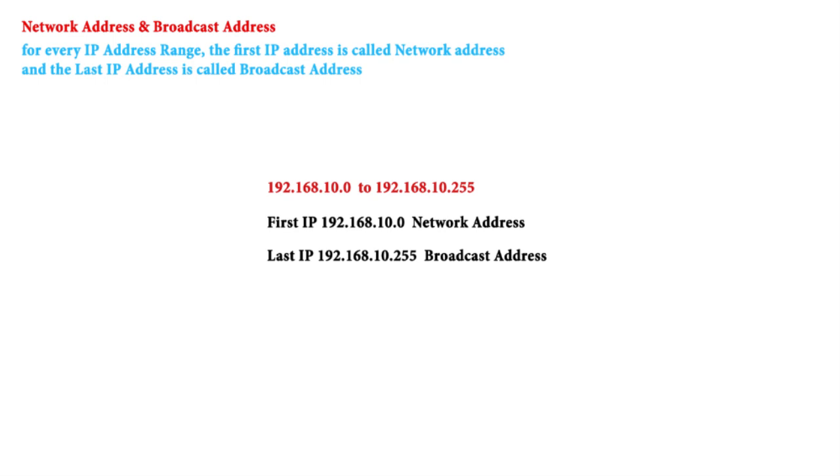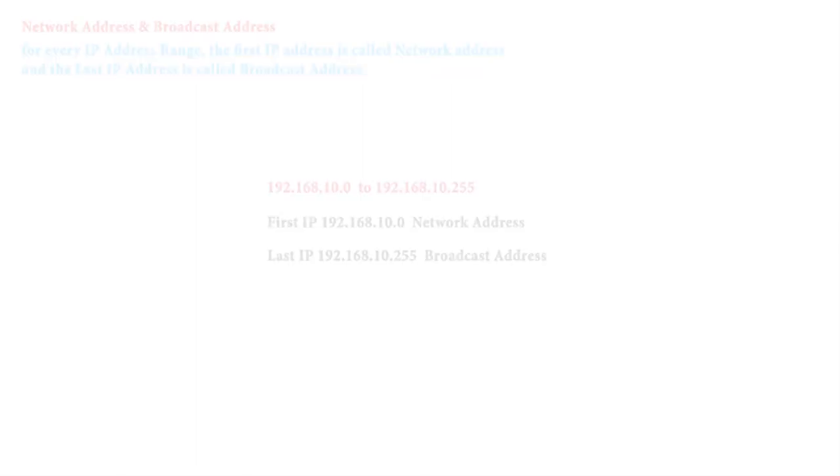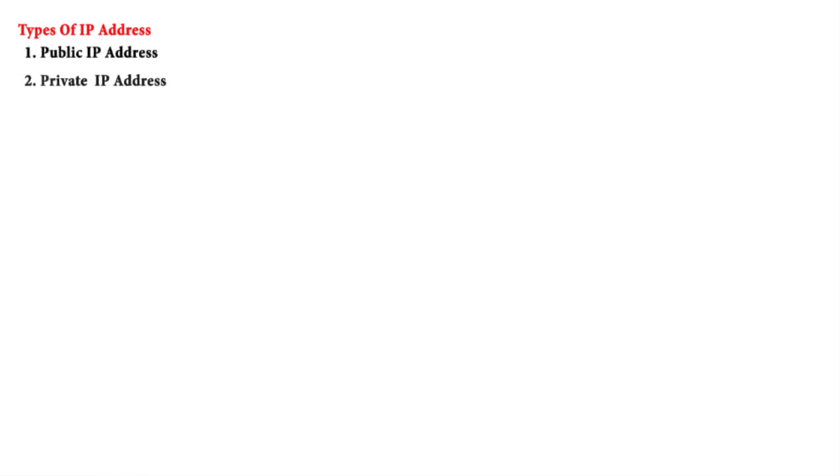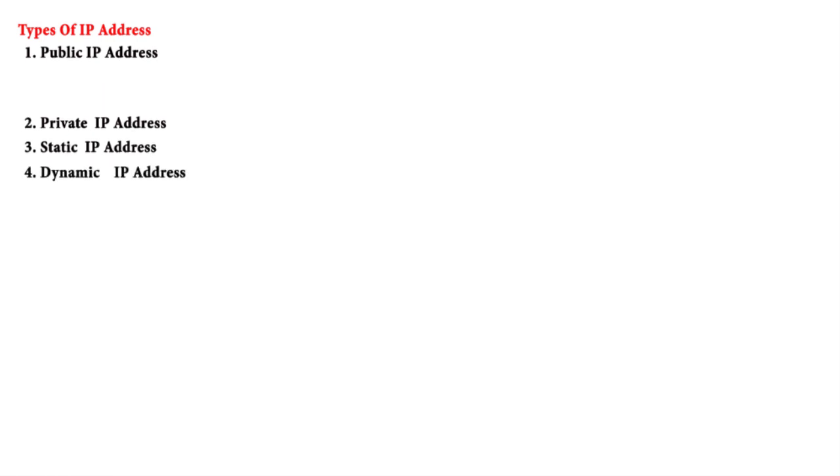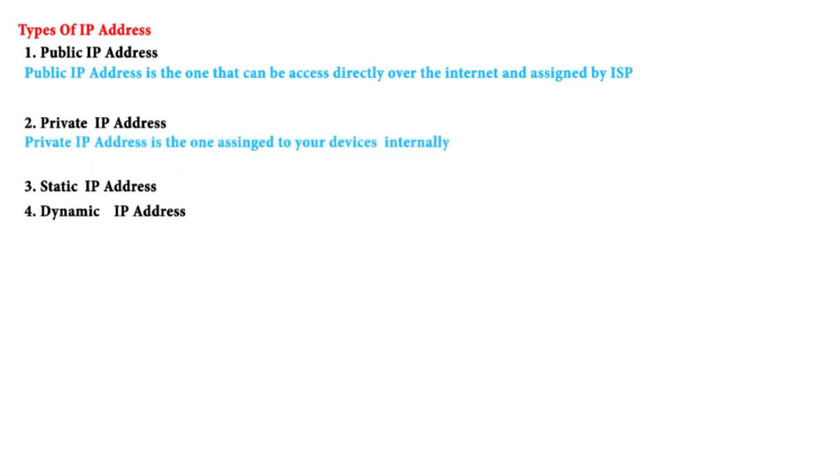Let's quickly have a look at some types of IP addresses we have. There are 4 types of IP addresses. Namely, public IP address, private IP address, static IP address, and dynamic IP address. A public IP address is an IP address that can be accessed directly over the internet and is assigned to your network router by your internet service provider, popularly known as ISP. A private IP address is the address assigned to your devices internally. Each device within the same network is assigned a unique private IP address.